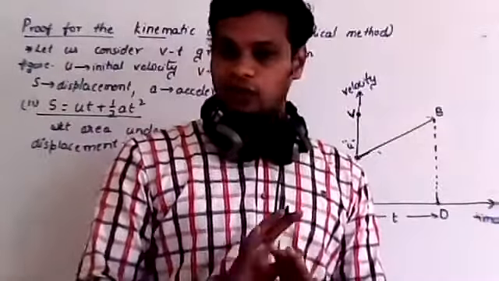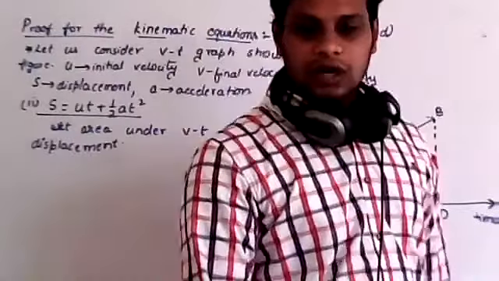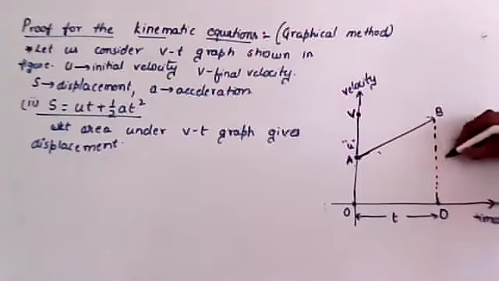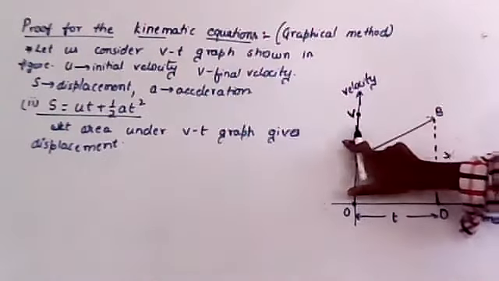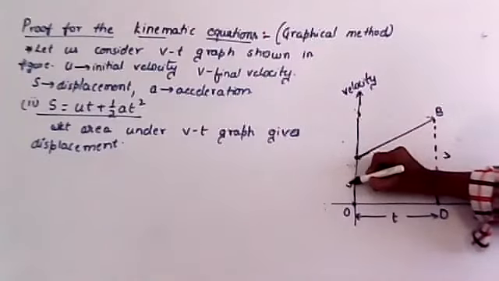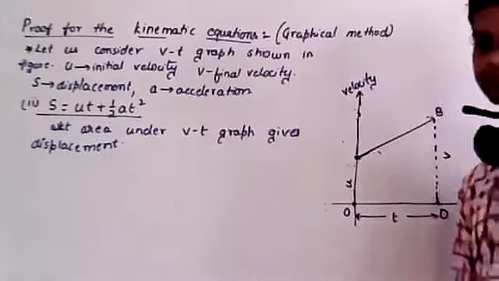Remember, if the graph is not closed, you have to draw the projections like this. Now it looks like a trapezium. I'll take this side as V, for example, and this side is the initial velocity U, and this is t.